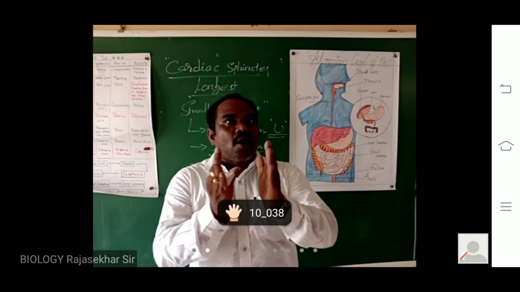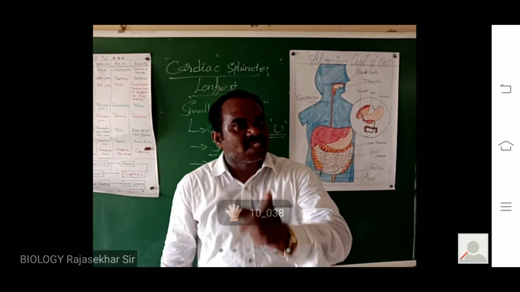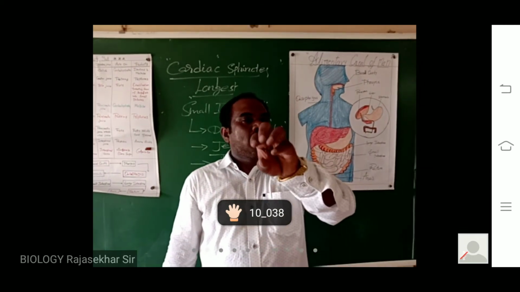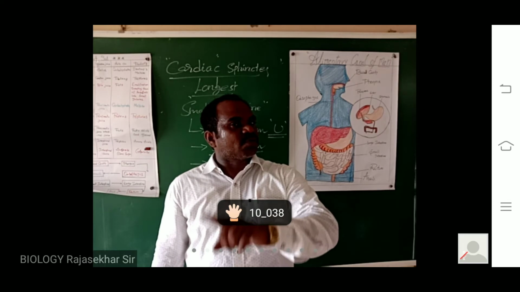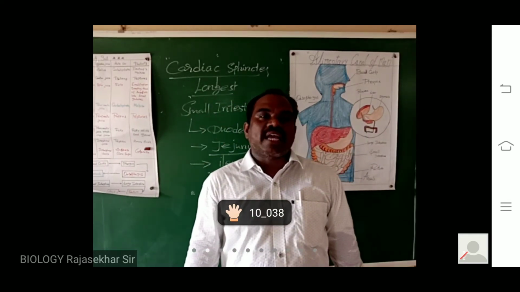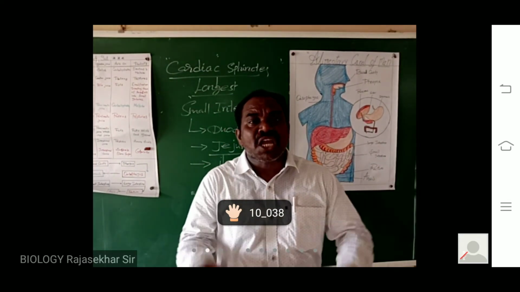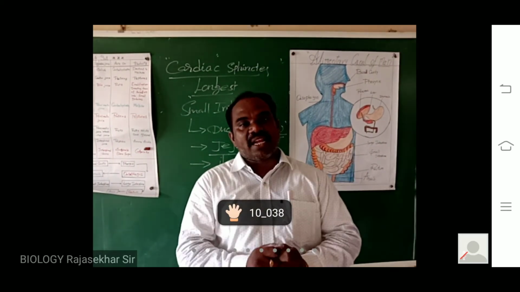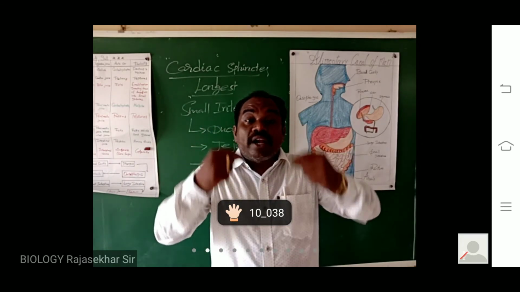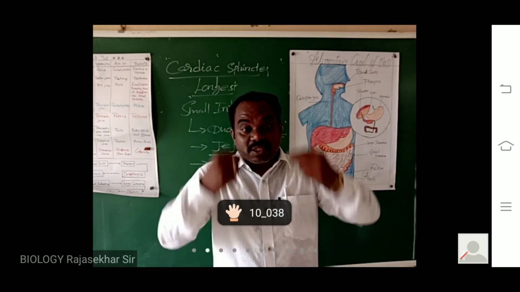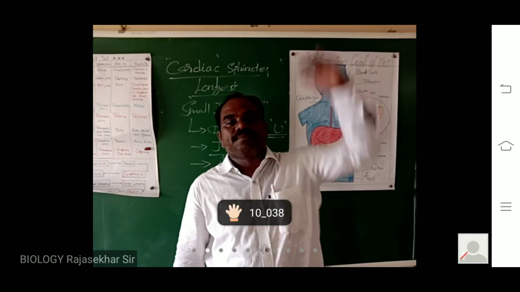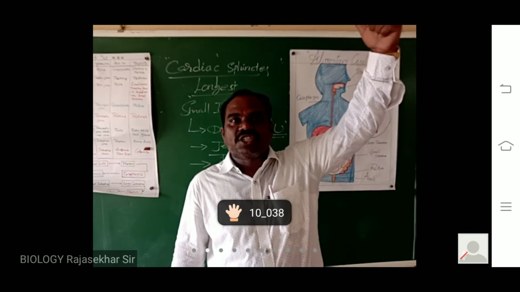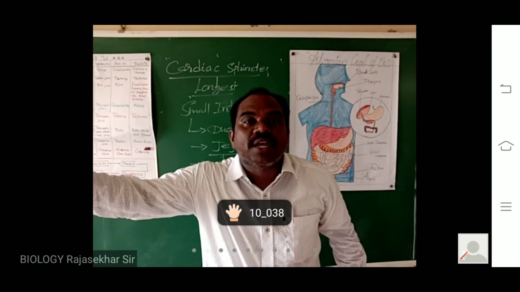The size of the small intestine varies from one organism to another organism. For example, in herbivorous animals like cow, ox, buffalo, sheep, the small intestine size is larger. In herbivorous animals, small intestine size is larger when compared to carnivorous animals.